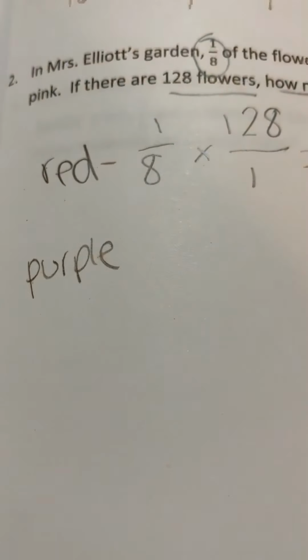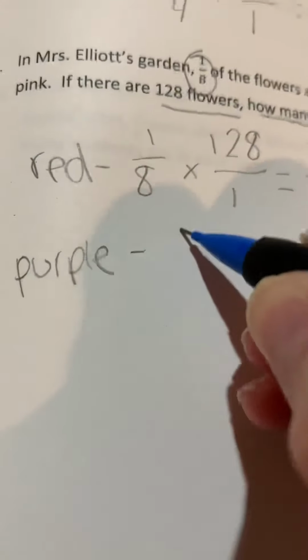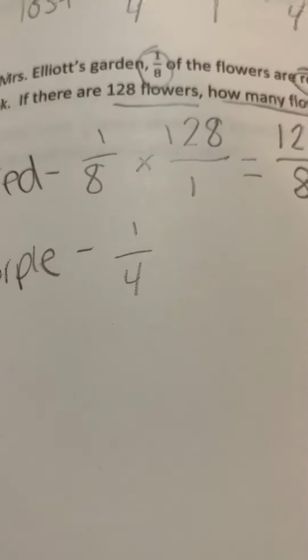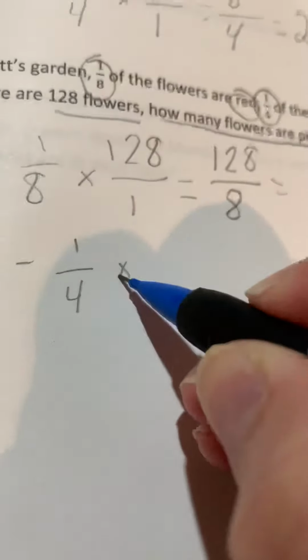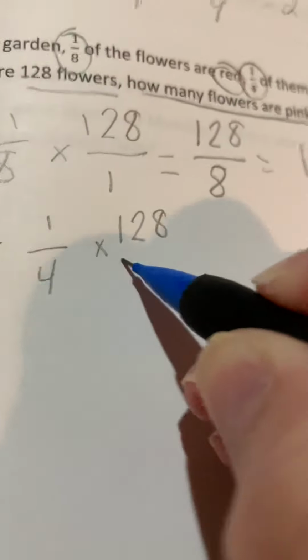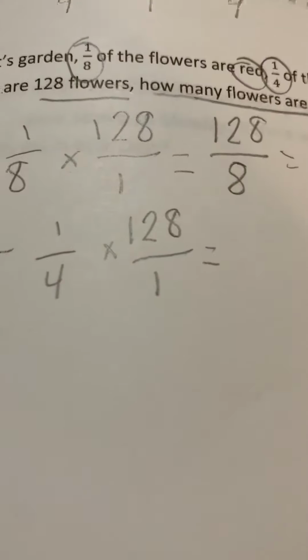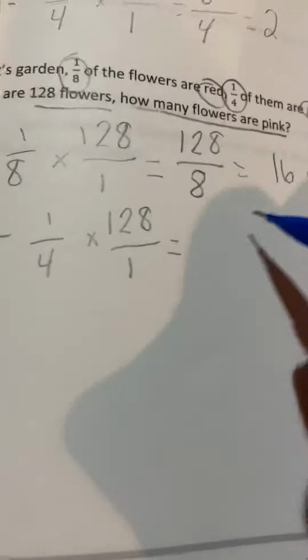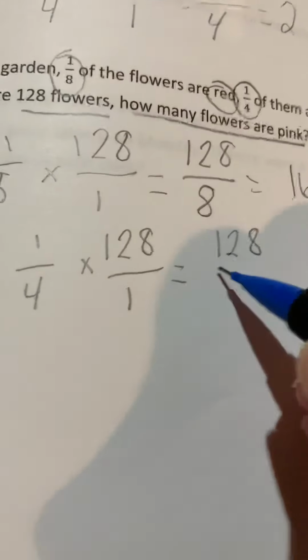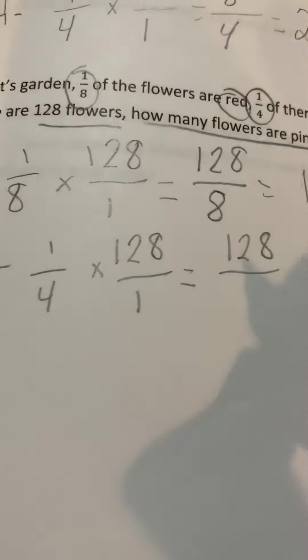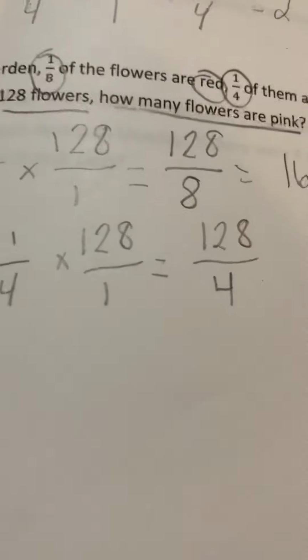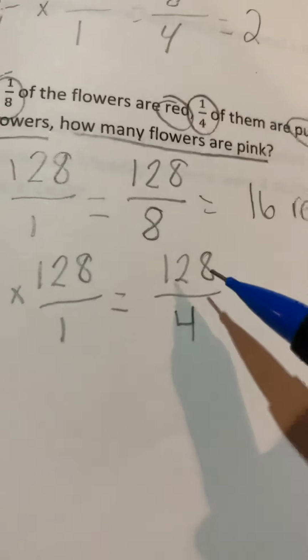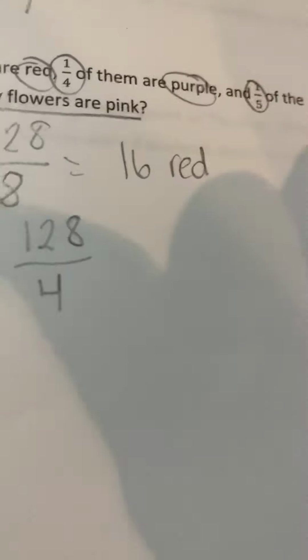Now we have to figure out how many purple flowers there are. 1/4 of them are purple. So 1/4 of 128. Now we're going to multiply these across. 1 times 128 equals 128. 4 times 1 equals 4. Now we have 128 divided by 4.